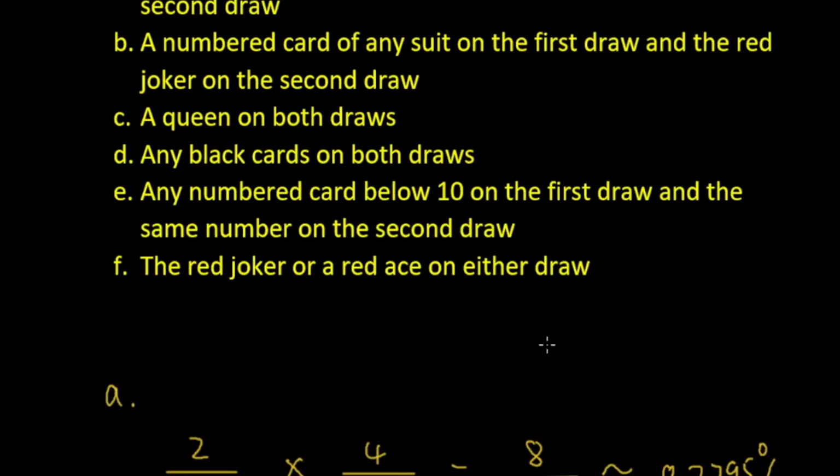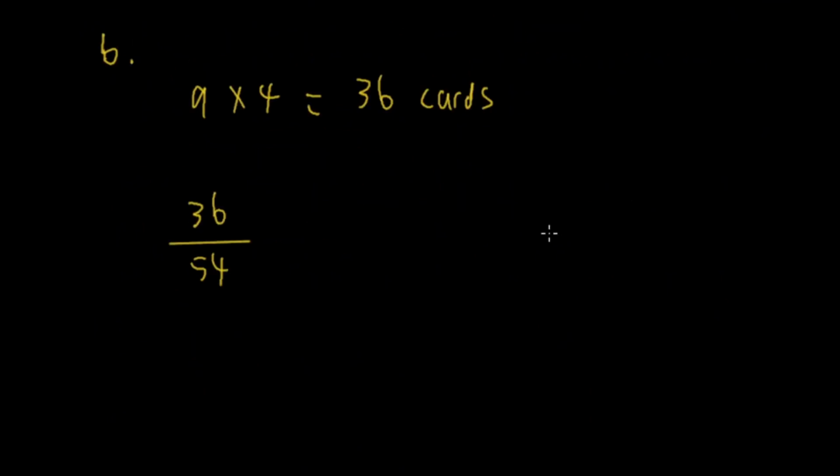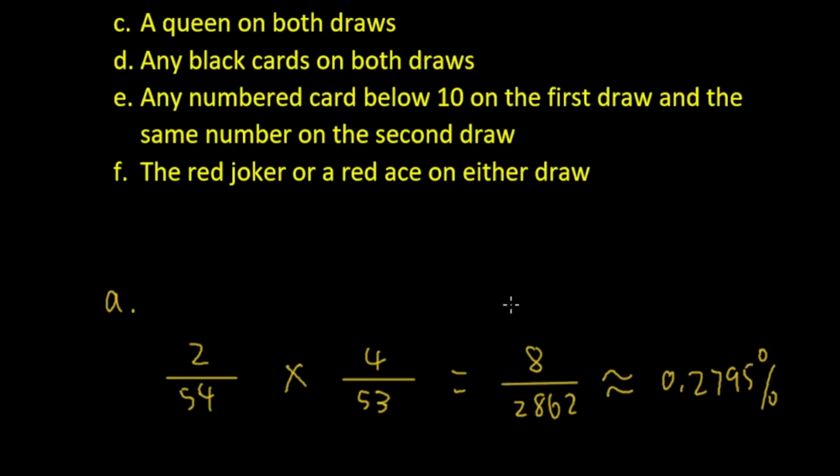Now, on the second draw, you have to get a red joker. There's only 1 red joker card in the deck of cards. So that's only 1 possible outcome that you may want. Again, you don't return the first card that you draw to the deck of cards before you make the second draw. So you have only 53 cards to draw from on the second draw. Again, you multiply these probabilities together, and that will give you the probability of the entire situation B here.